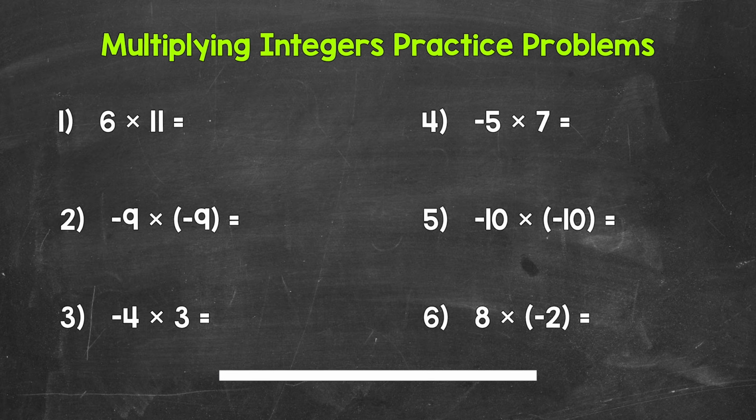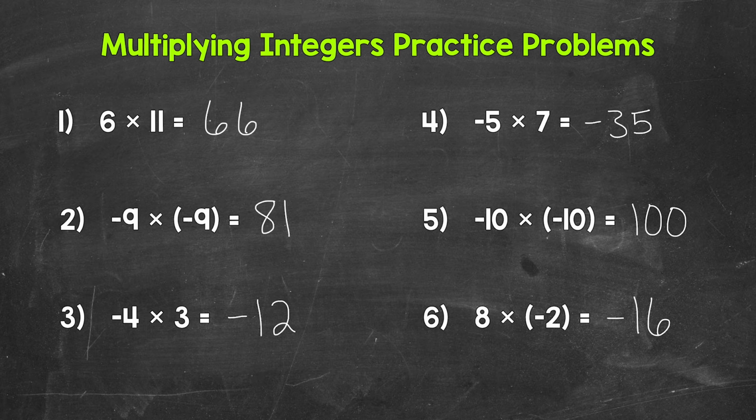Okay, so that was 3 minutes. Let's go over the answers. So here are our answers. For number 1, we have 66. For number 2, 81. For number 3, negative 12. For number 4, negative 35. For number 5, 100. And then lastly, for number 6, negative 16.